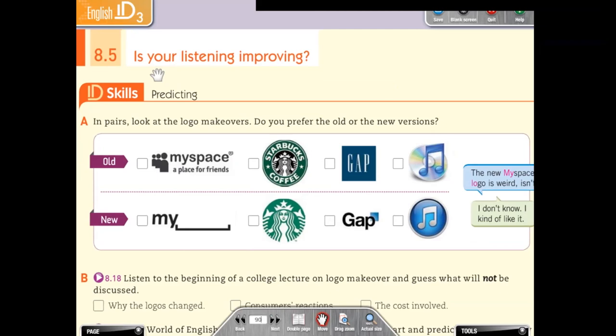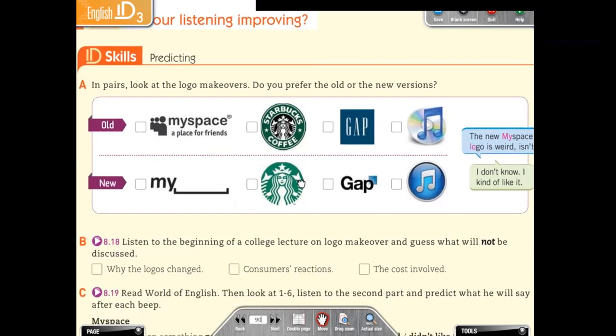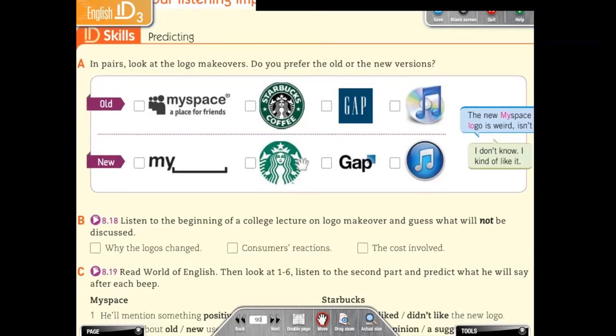So we have discussed that previously. And then we have some logos of very important brands all around the world. There's MySpace, Starbucks, Gap, and this one I think is the media player in your computers, Windows Media Player, if I'm not wrong. So we're gonna see which one you prefer, the old one or the new one, because they have changed the logos. Now let me see your opinion right here.